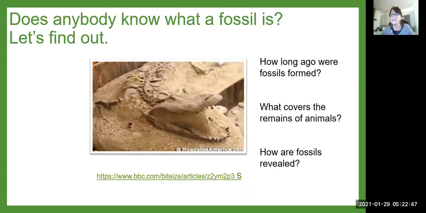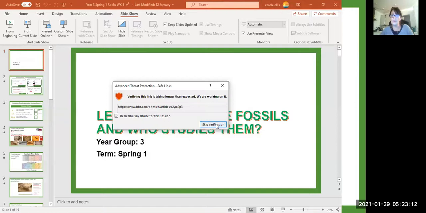Okay, let's find out what a fossil is. How long ago were fossils formed? How we can find that out. What covers the remains of animals, and how are fossils revealed? Now, revealed is to show something, so how are fossils found? We're going to watch a video now and hopefully find out the answers to all of those questions.